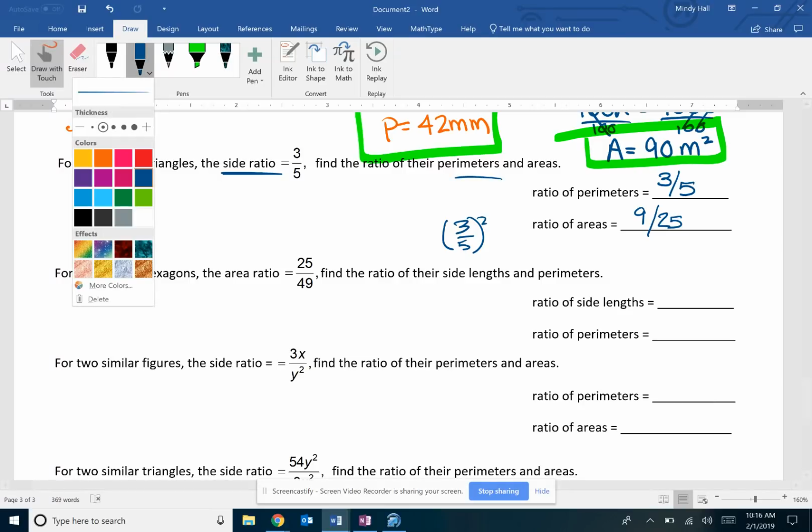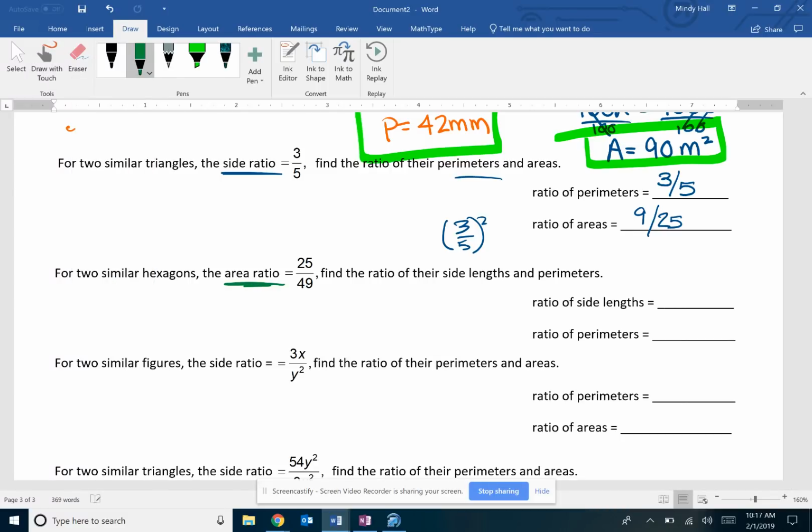Let's see. I want to make sure it actually works for me. So then the next one, they tell us our area ratio is 25 over 49. Since going from similarity to area is squaring, to go from area to similarity, we're going to take the square root. So the square root of 25 is 5, and the square root of 49 is 7. So then I know my side lengths have a ratio of 5/7, and my perimeters have a ratio of 5/7 as well.